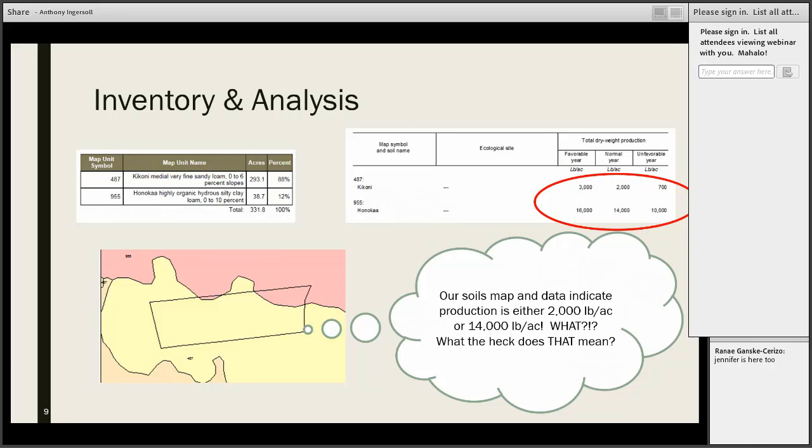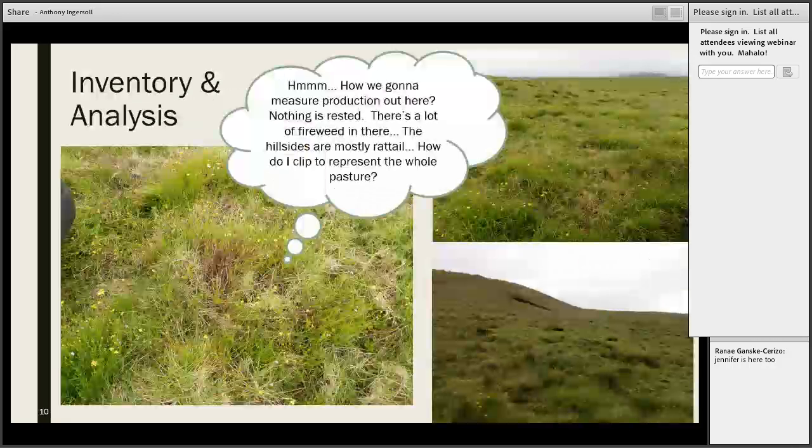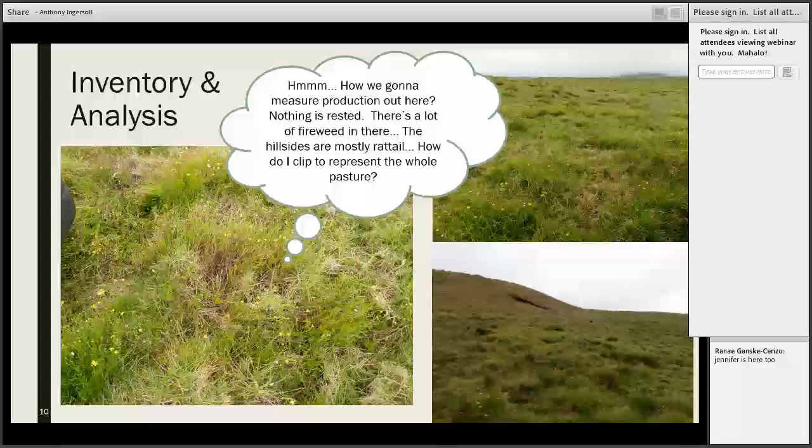So we go back out to the field. We take all of our clipping gear, we get out there, we ready to clip. We start walking around, still not easily done. How do we measure production on a site like this? There's nothing that's rested. There's no way to estimate total annual production because everything's exposed to livestock all the time.